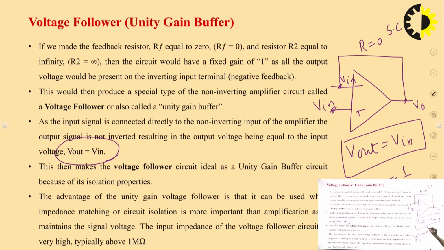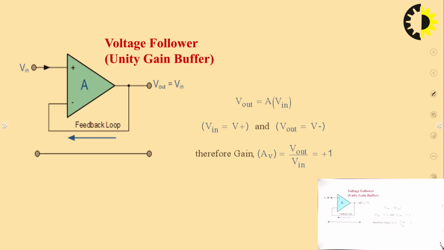Okay, and this is called a voltage follower circuit, or unity gain. Unity gain means a gain of 1, and voltage follower means VO is equal to V in. The output voltage is following the input voltage. So here is the circuit for the unity gain buffer.